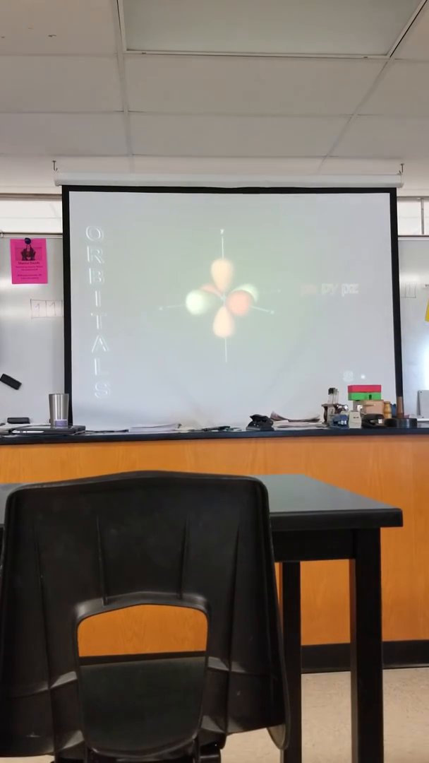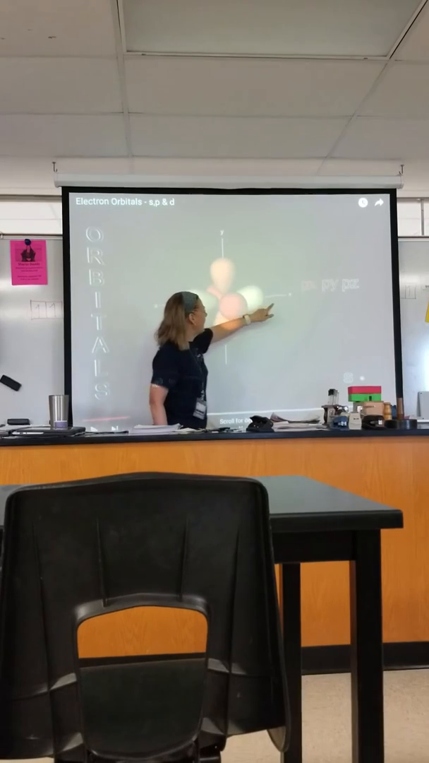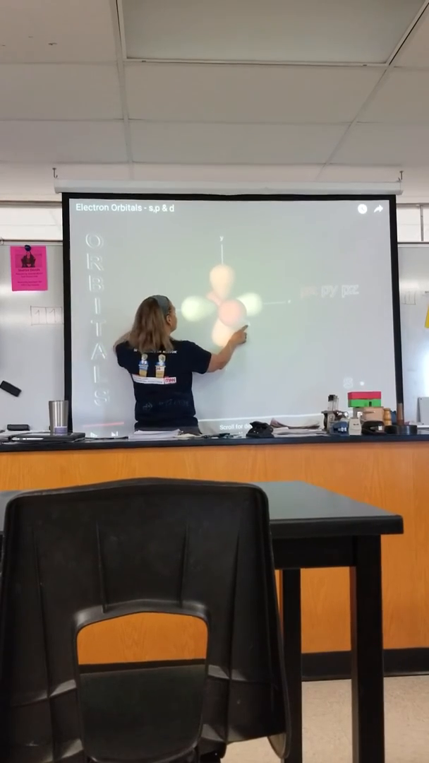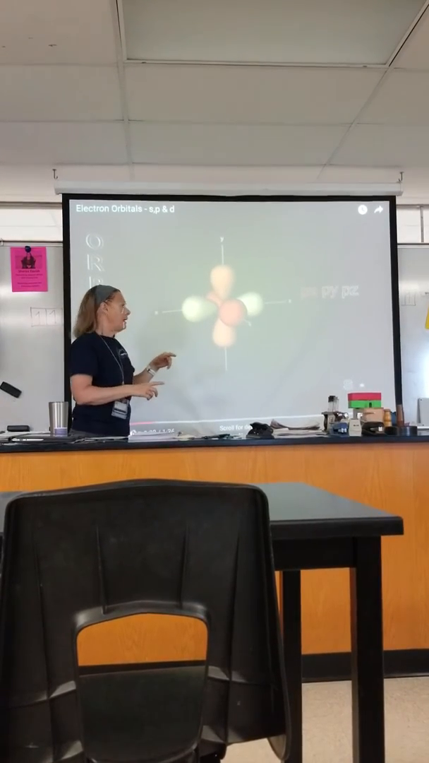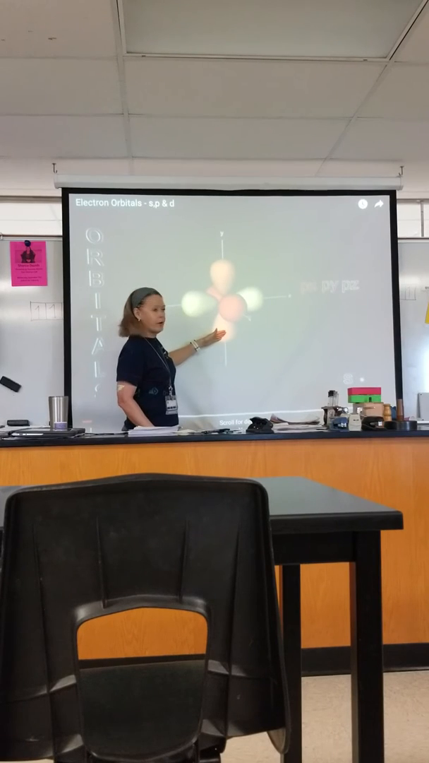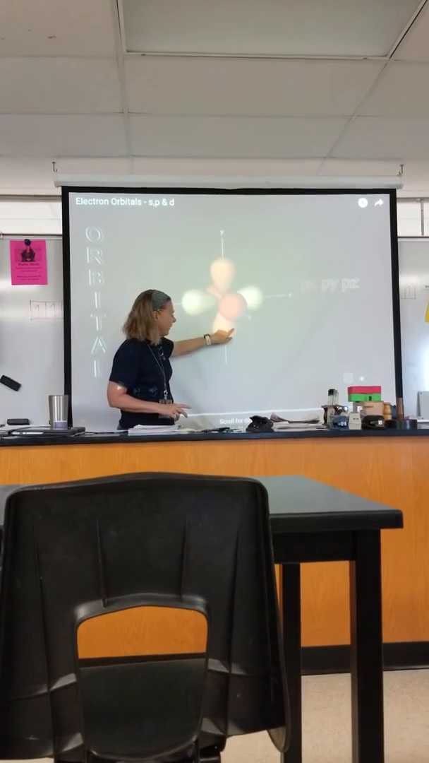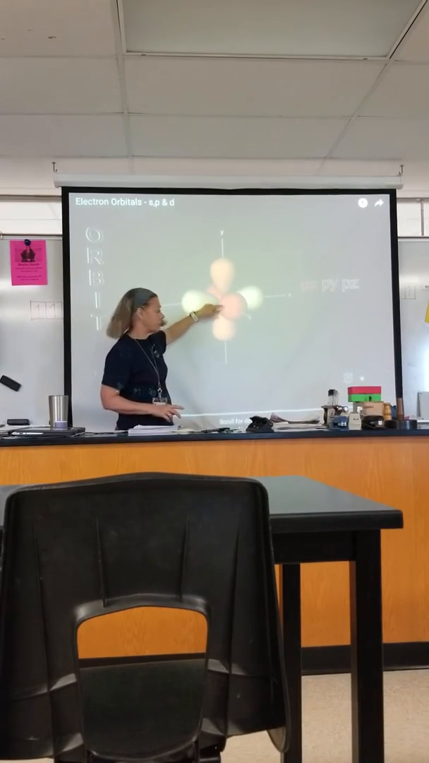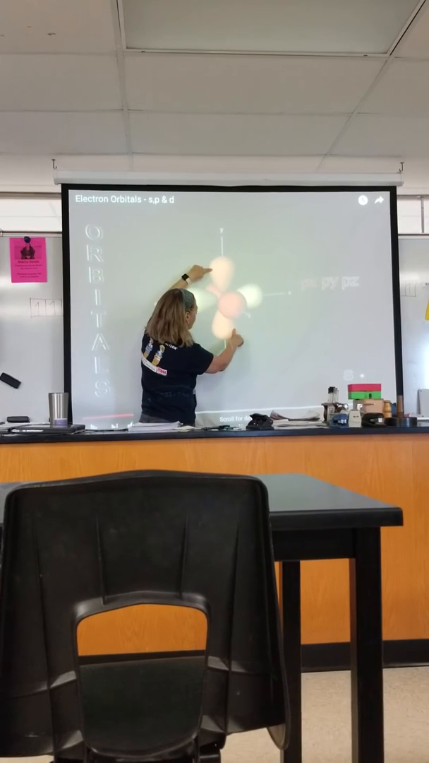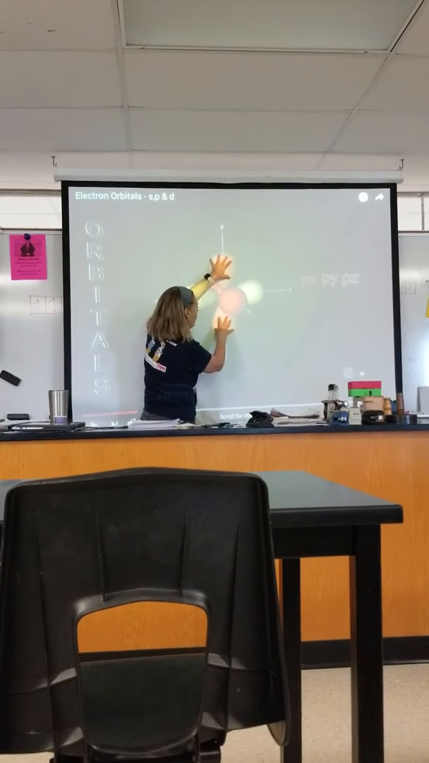Okay, this is what p orbitals look like. This is X, Y, Z. Now they've got them different colors. Let's look at the Y. This is a p orbital. It can hold 2 electrons. They could both be right there. You could have one here and one there. They could both be back over here. I have a 95% probability of finding it in one of these two.